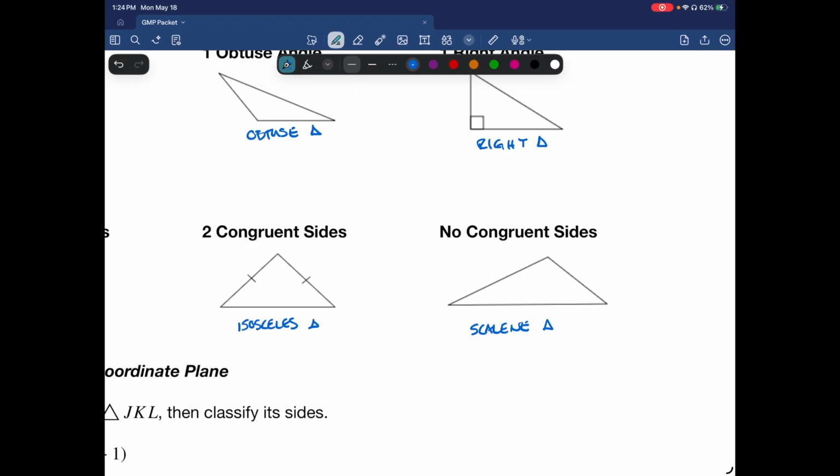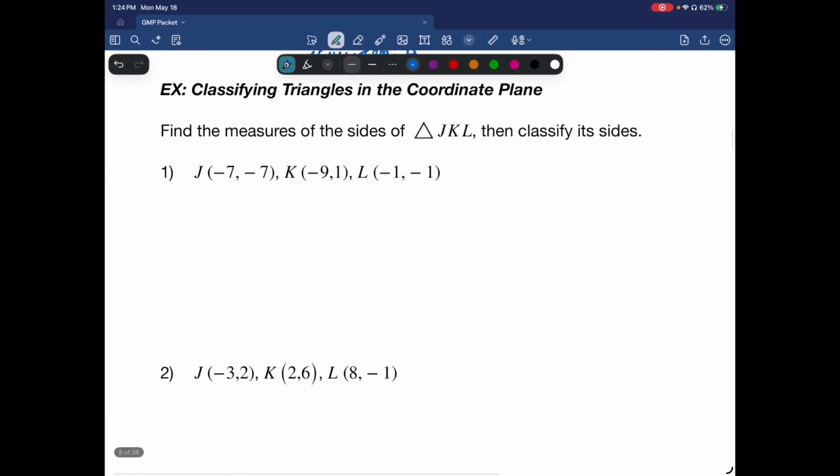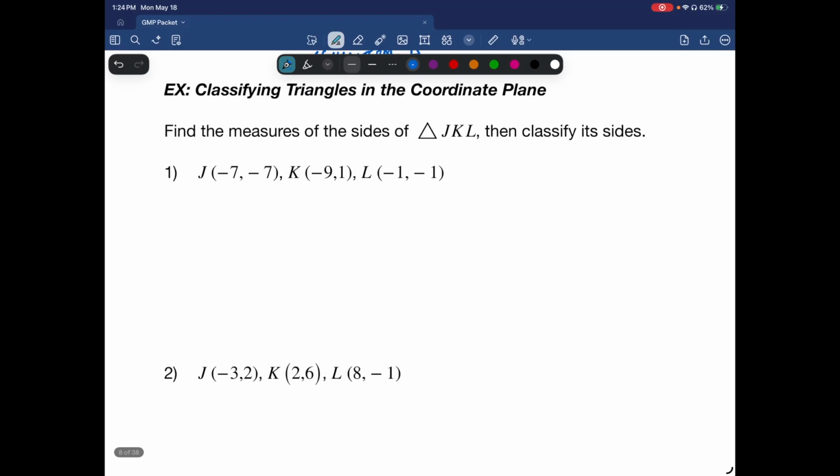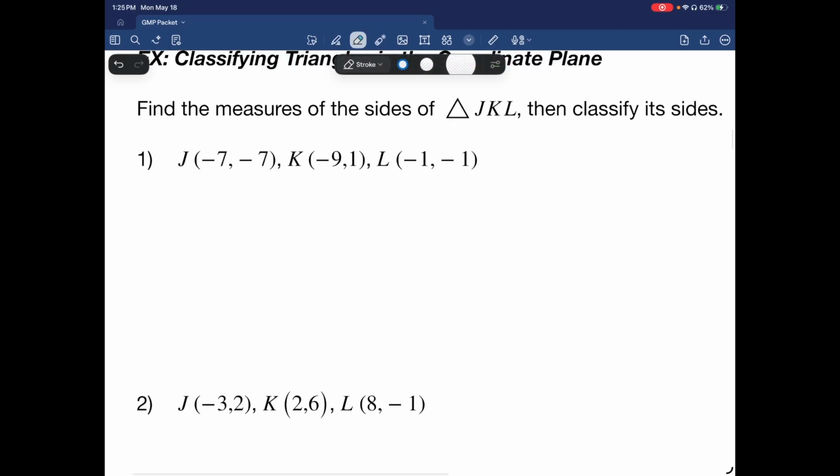Scalene triangle. Okay, now you can use points from a coordinate plane and figure out what kind of triangle it is using the distance formula, which we've talked about in lesson 2. So here we need to find JK, KL, and JL. This gives us the side lengths of each side. If all three are the same, it's an equilateral triangle. If two are the same, it's isosceles, and if none are the same, it's scalene.